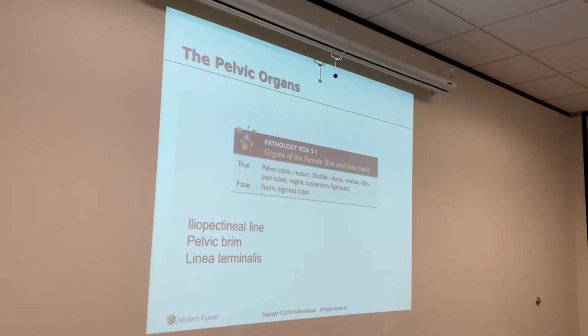You've got a true pelvis and you've got a false pelvis. They are divided by an imaginary line. That imaginary line has 3 names: the iliopectineal line, the pelvic brim, or the linea terminalis. All 3 of those are what we talk about when we talk about the true pelvis and the false pelvis.